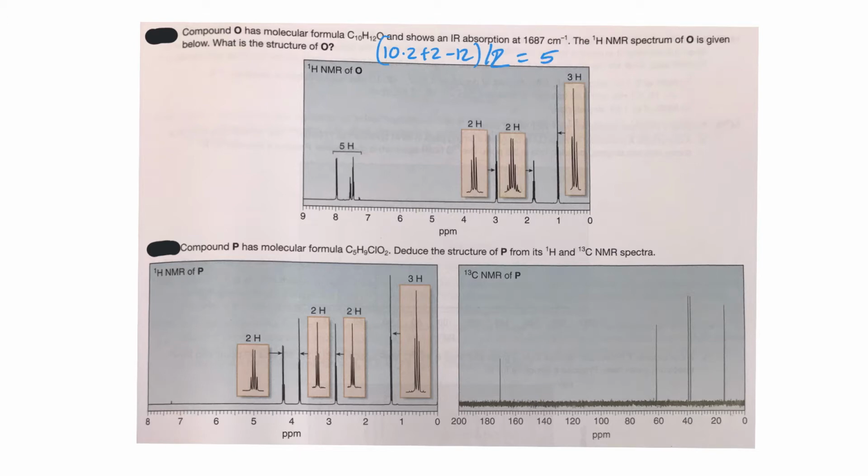And as we've said, anytime we have an HDI value of 4 or greater, there's a high probability that we have an aromatic ring. And we can confirm that we have an aromatic ring by looking in the aromatic region of the proton NMR spectrum, and we see hydrogens there. In this case, we see 5 of them. So that's a pretty good indication that we might have a mono-substituted aromatic ring.